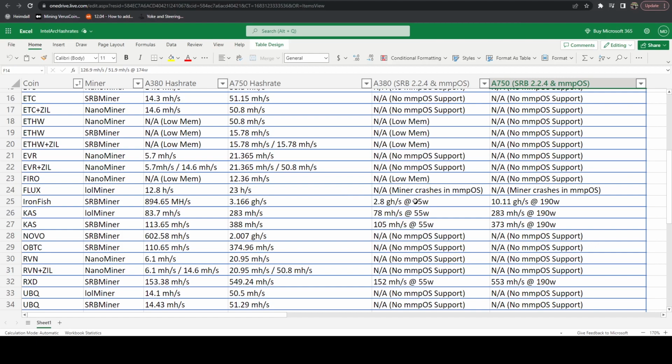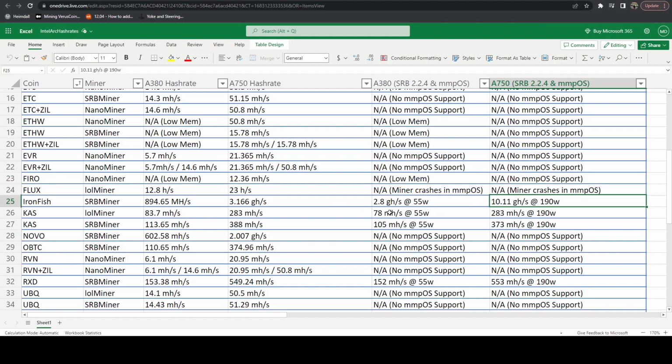Ironfish did see substantial improvements in 2.2.4. And these numbers were taken prior to mainnet launch. So this is prior to the stratum change, I believe. Or the stratum may have already been implemented, just not fully implemented on all the pools. I forget. What we were looking at is a bump up from 900 mega hash a second to 2.8 giga hash, and that's only at 55 watts. And on Ironfish, on the A750, we went from 3.1 giga hash to 10.11 giga hash. Again, pulling full power from the A750.